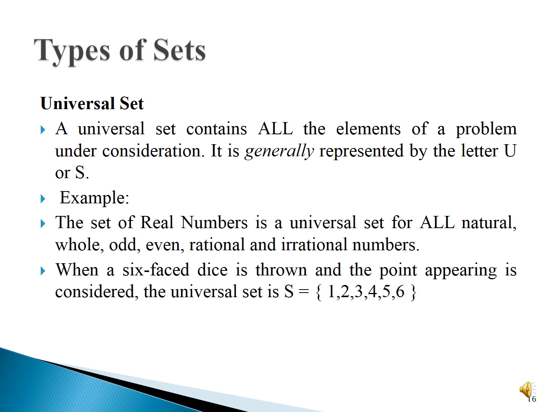Example: the set of real numbers is a universal set for all natural, whole, odd, even, rational and irrational numbers. Then again, take another set, a 6-faced dice. We know that the dice has 6 faces. So the universal set S will contain the elements 1, 2, 3, 4, 5 and 6.